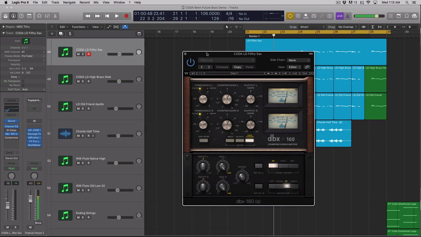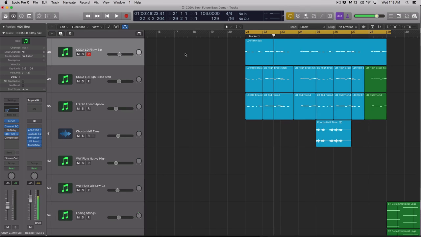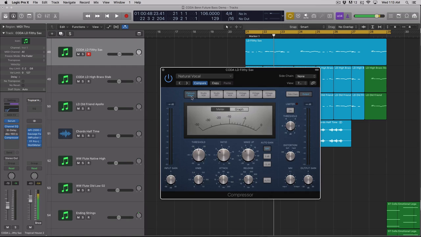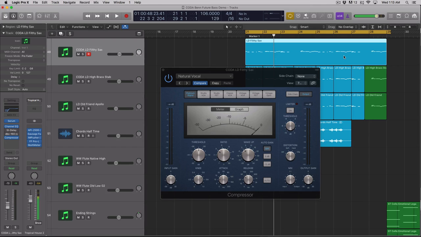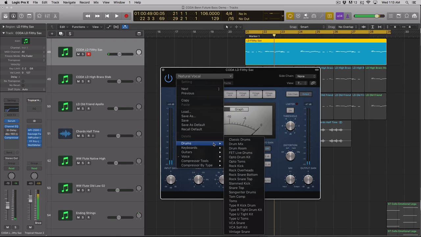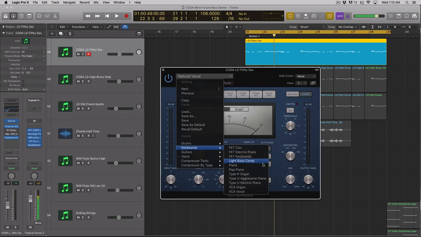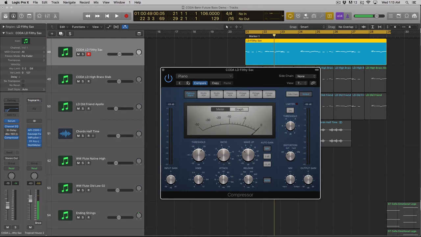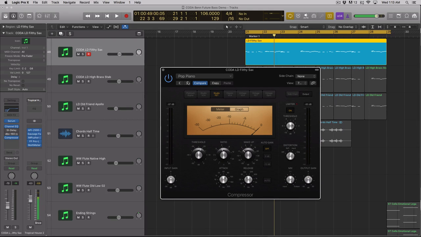Now, the reason for that is your compressor has no way of knowing very important and pertinent information. So right now, what you're looking at is the stock compressor in Logic. And let's say I want to compress this synth sound. There's no synth category, but there's a keyboard, and I choose pop piano. Okay, and let's say I just play it.